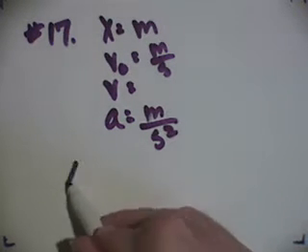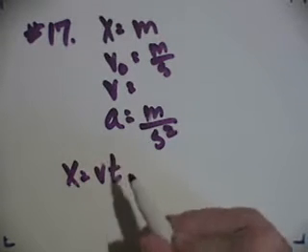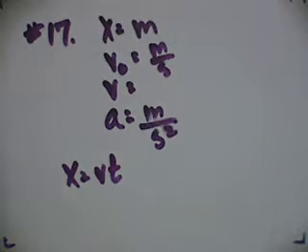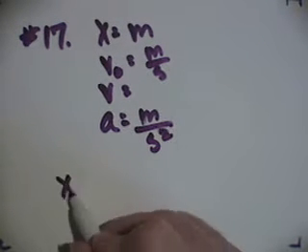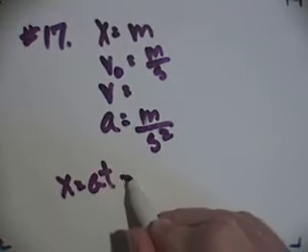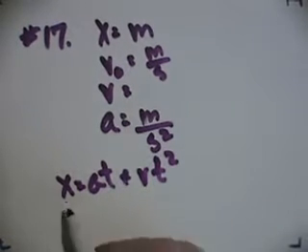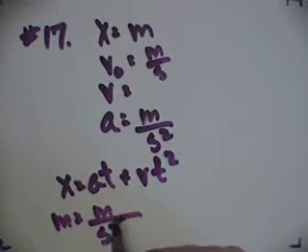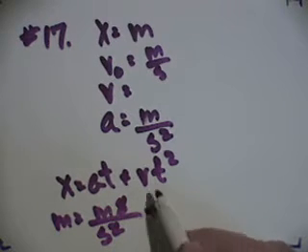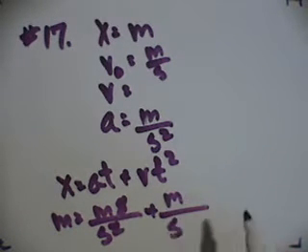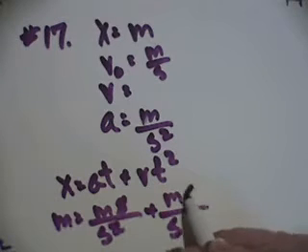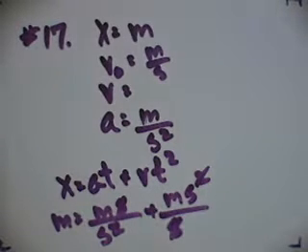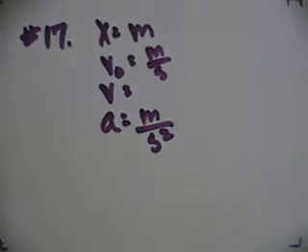The third one, x is equal to, let's go ahead and delete that. Okay. x is equal to at plus vt squared. So meters is equal to meters per second squared times seconds plus velocity, which is meters per second, times time squared, which would be seconds squared. And so no, it doesn't. That's not going to be the correct answer.